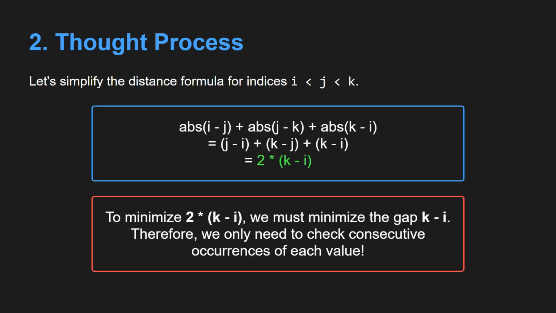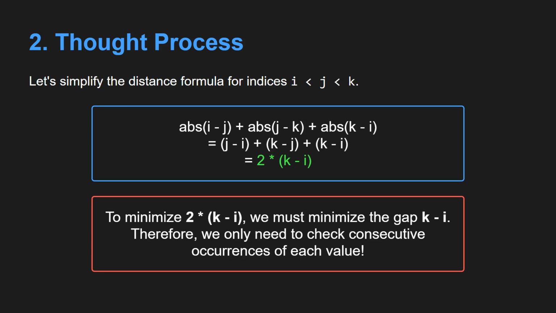Now for the thought process. If we assume the indices are sorted such that i is less than j, and j is less than k, we can simplify the absolute distance formula. It simplifies to j minus i, plus k minus j, plus k minus i. This elegantly collapses to 2 times the quantity k minus i. So, the distance solely depends on the maximum and minimum indices of the triplet.